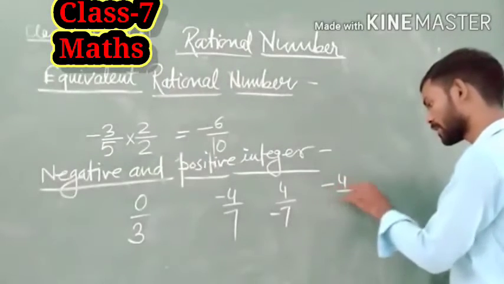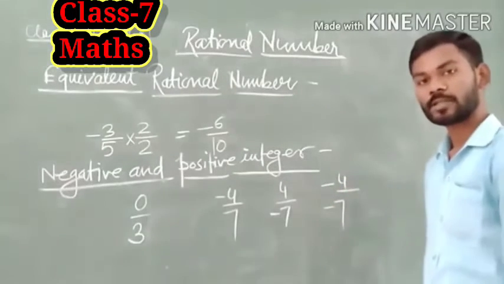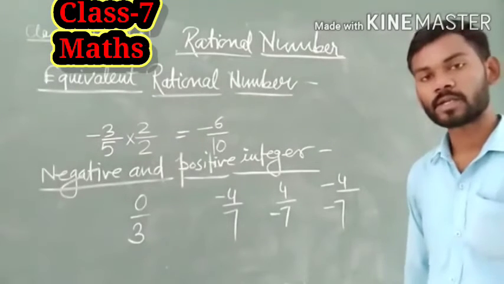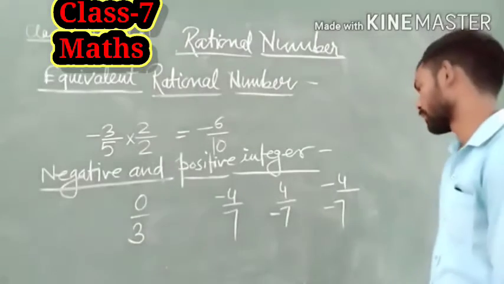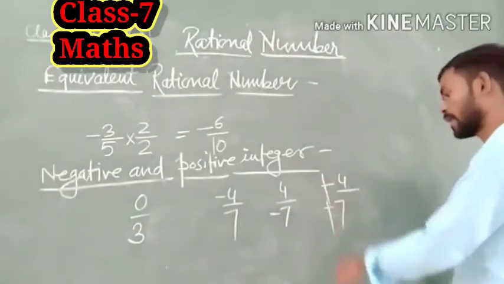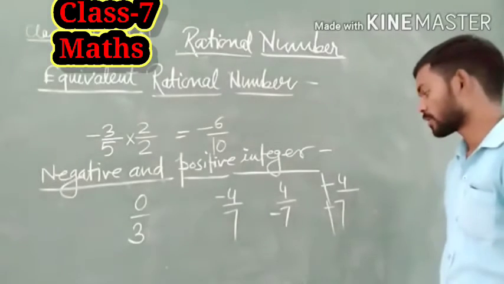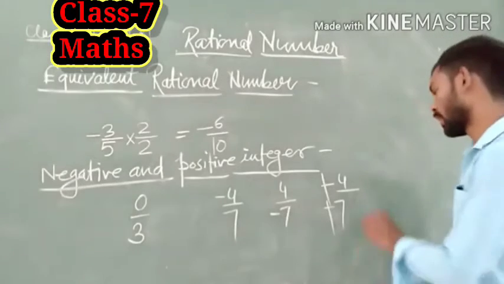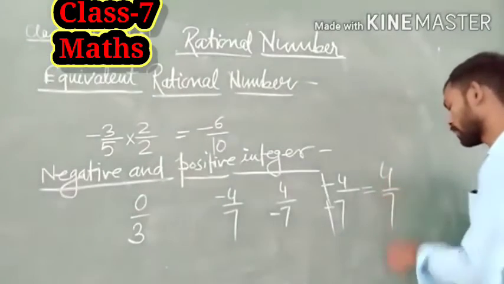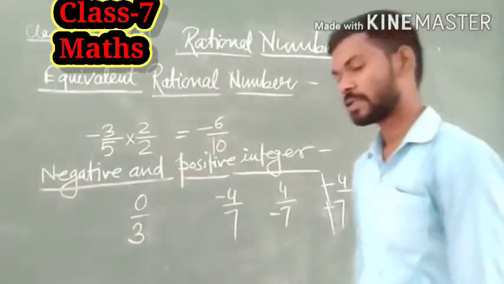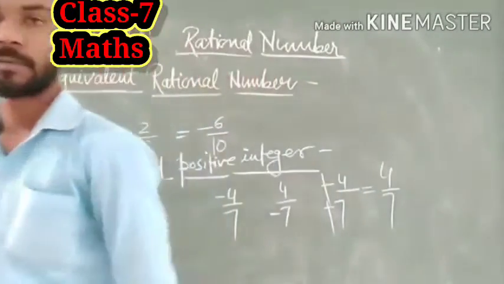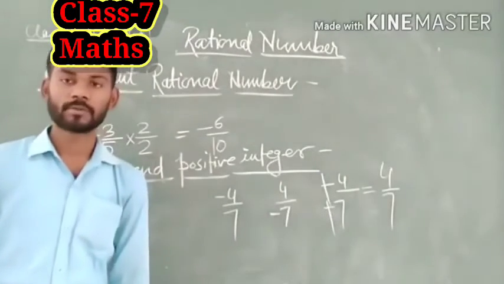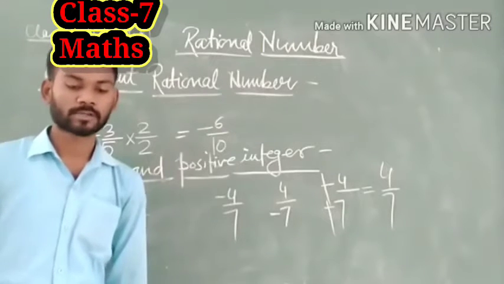Sometimes we also get it like this. This is also a negative integer, having both the numerator and denominator with a minus sign. But sometimes it is preferred as a positive integer, because the minus signs on both get cancelled out and it becomes 4 upon 7. Hence minus 4 upon minus 7 becomes a positive integer. Okay students, I hope this concept is clear to everyone.